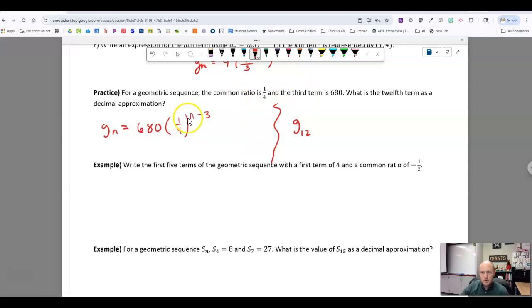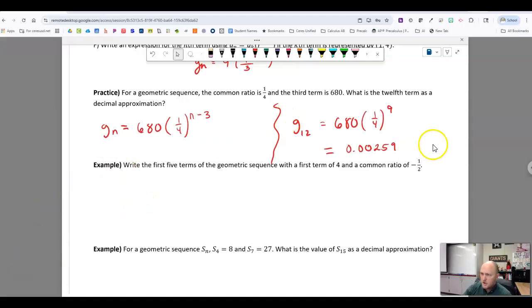They give you the common ratio, 1/4, and they say your third term is 680. So we start with 680 and we multiply by 1/4, and we do that to the power of n minus 3. So if you want to find g sub 12, go ahead, plug it in, find g sub 12.